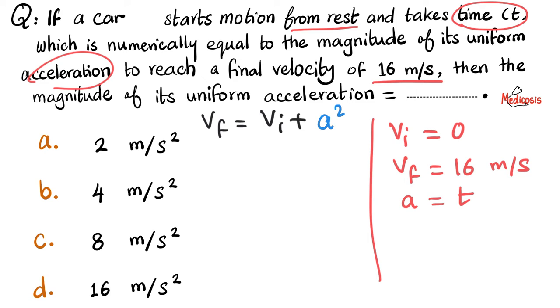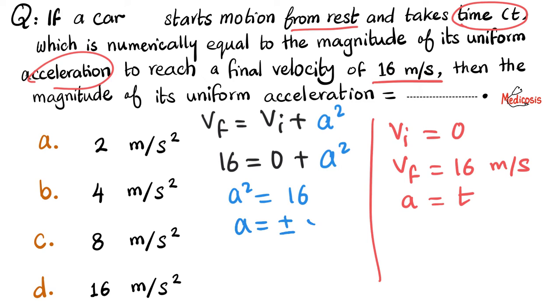All right, what is your V final? 16. And what is V initial? 0. 0 plus what? A squared. And that's the only unknown in this equation. So A squared equals 16, which means A will equal positive or negative 4.